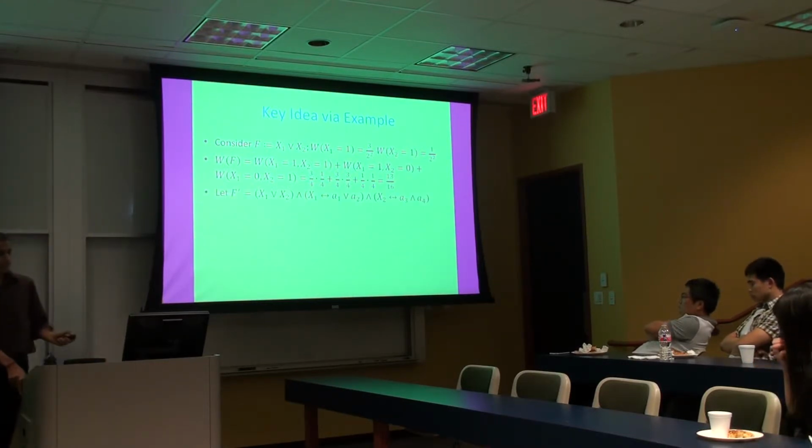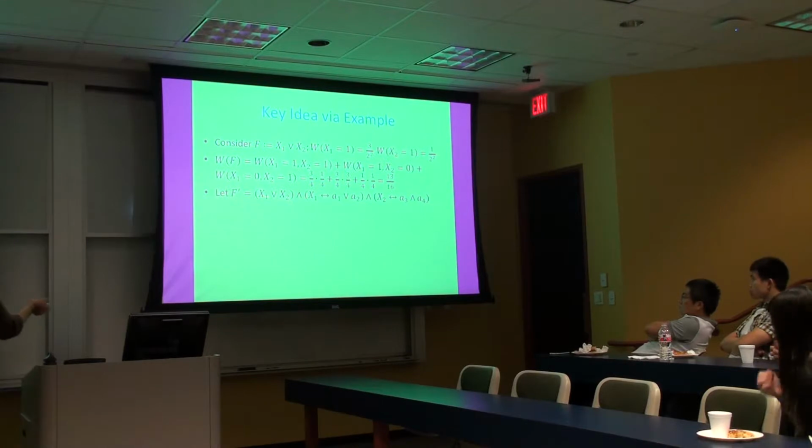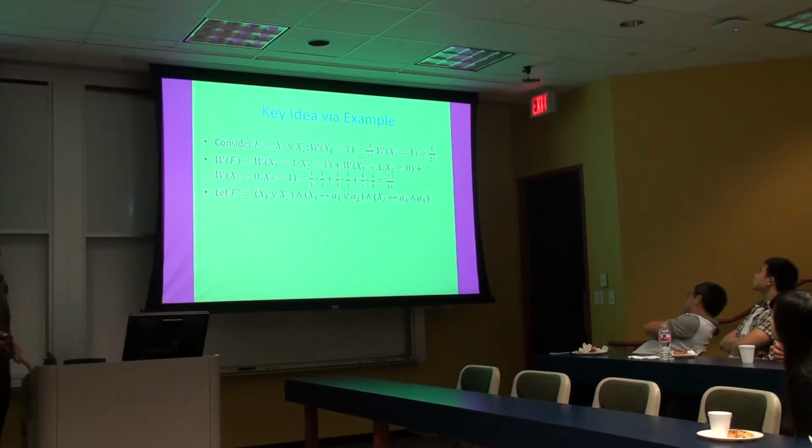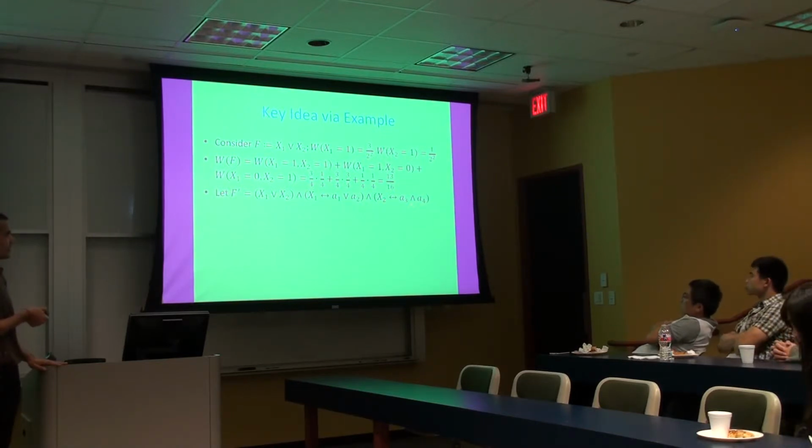So now, just for some time, let's assume that f prime is this formula: x1 or x2, and x1 if and only if a1 or a2, and x2 if and only if a3 and a4. So we introduce some extra variables. We are talking about a new formula.